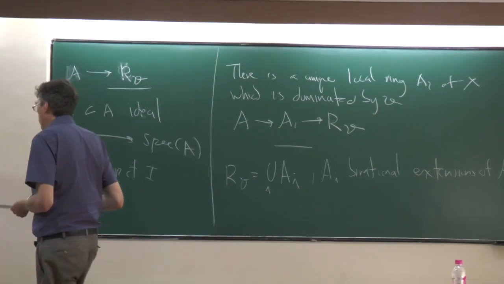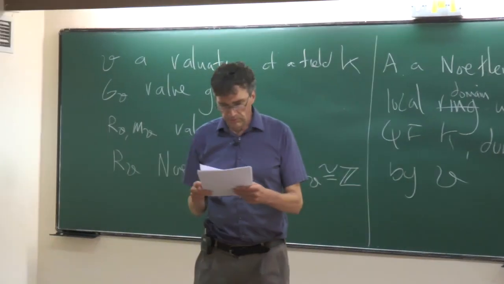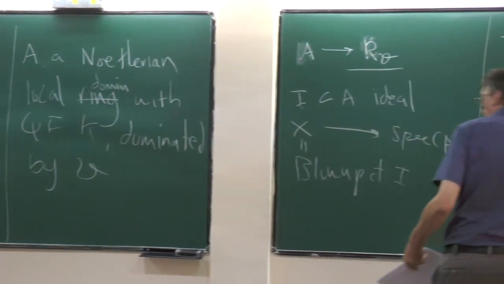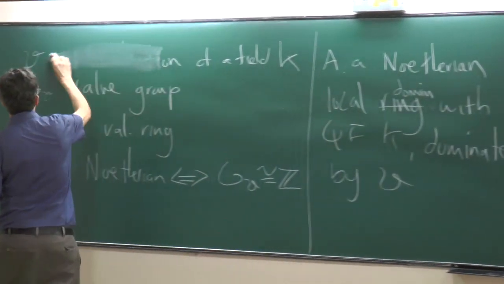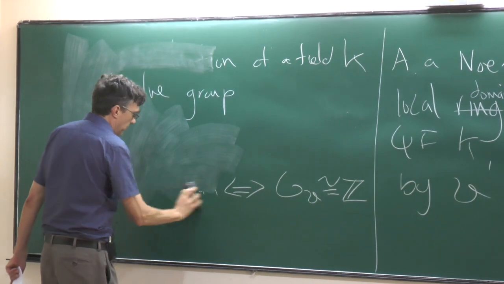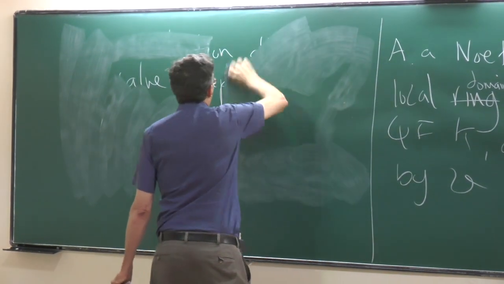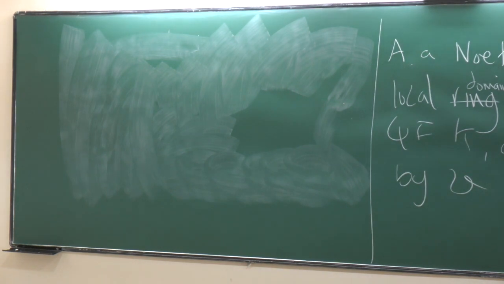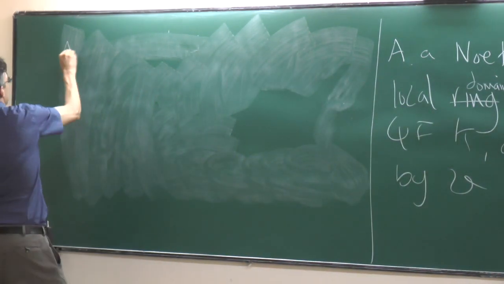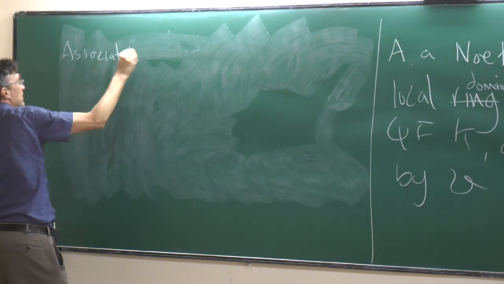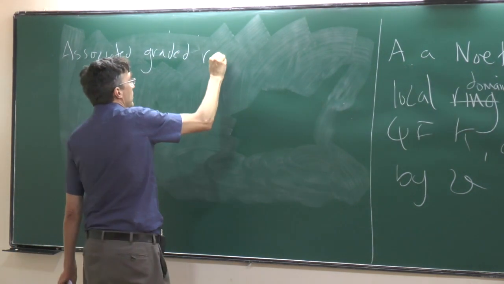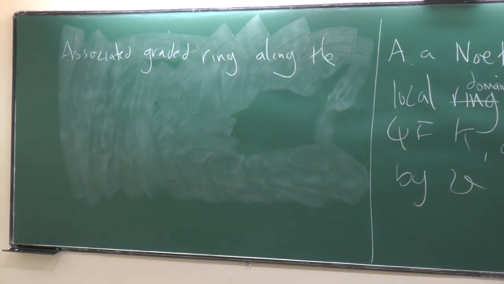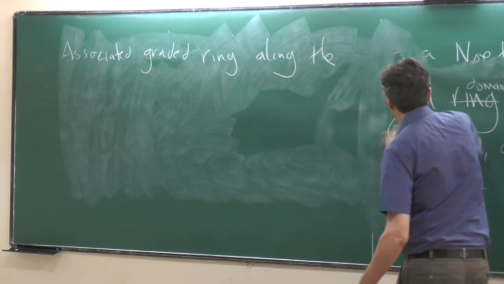Okay, so the valuation, as I mentioned, is a vehicle for studying local birational questions such as local uniformization. Okay, now there's a kind of ring associated with this, which was introduced by Teissier in his quest for local uniformization, which he calls the associated graded ring along the valuation. The associated graded ring along the valuation.